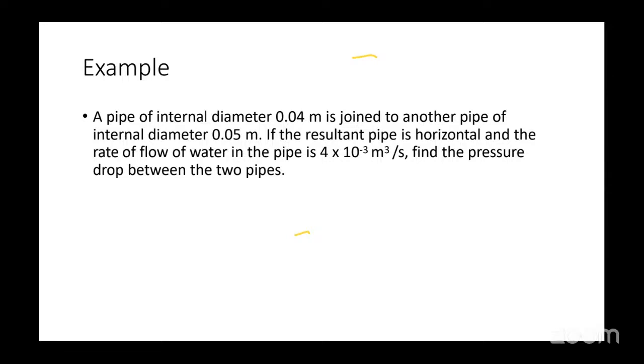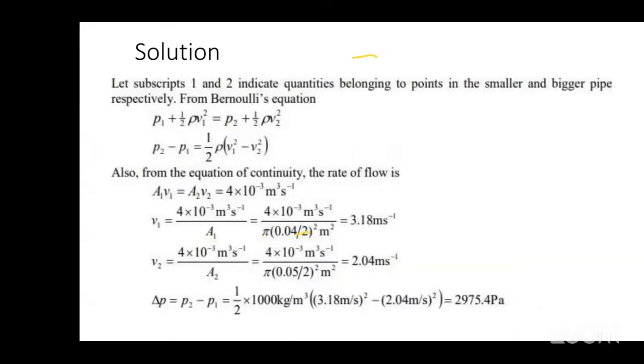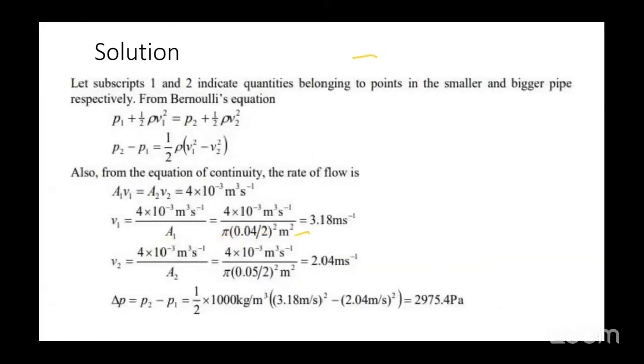So Q will be equal to A1 V1. Q is also equal to A2 V2. So we'll first solve for A1 and then substitute that into Q is equal to A1 V1 to find V1, and then solve for A2, and then divide Q over A2. That will give us V2. So after we've gotten V2, we can now use this expression to find the pressure. So that is what is done there.